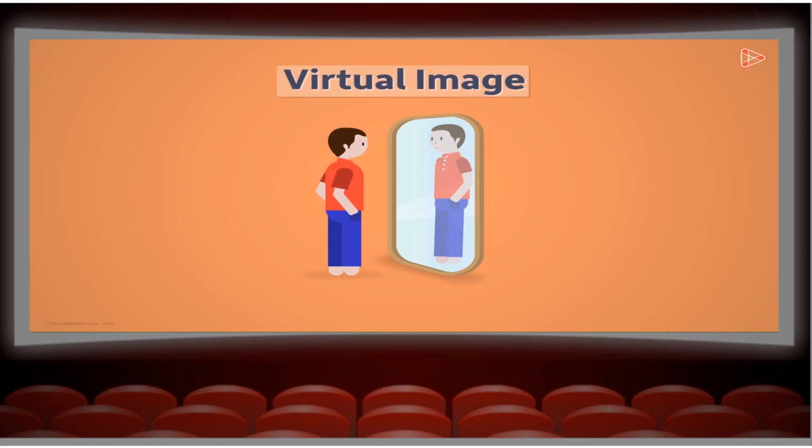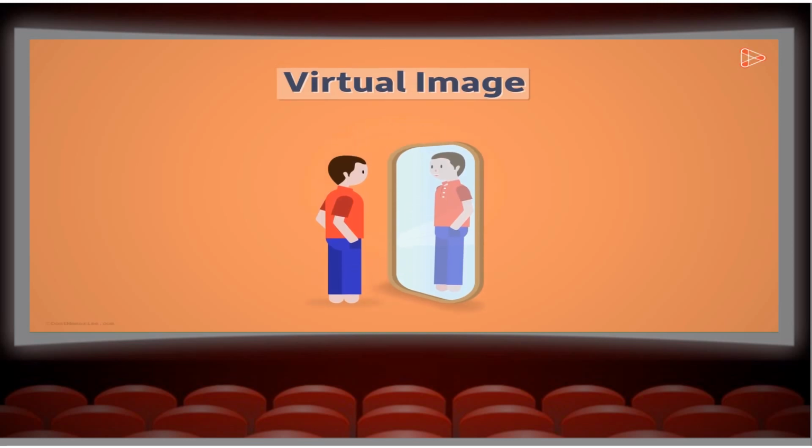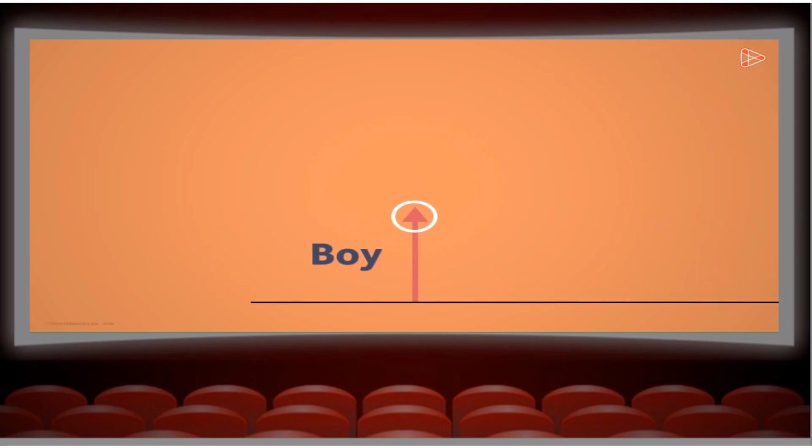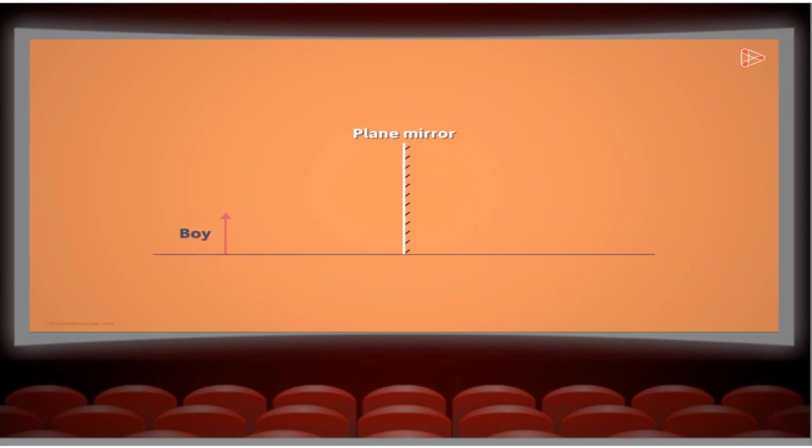In order to explain what a virtual image is, let's first simplify this image. Let's represent this boy with an arrow pointing up. And here is our plane mirror. You can assume the top of the arrow to be the top of the head of the boy. Now, where is the image of the boy formed?